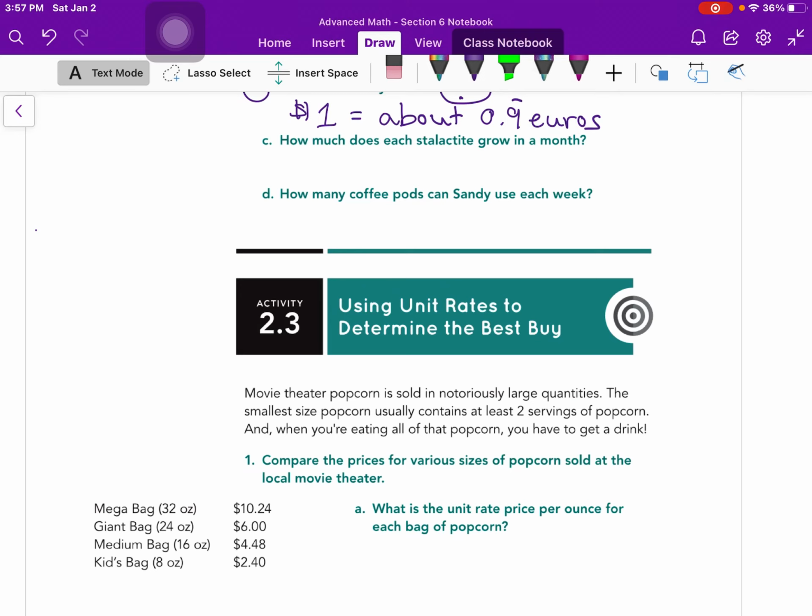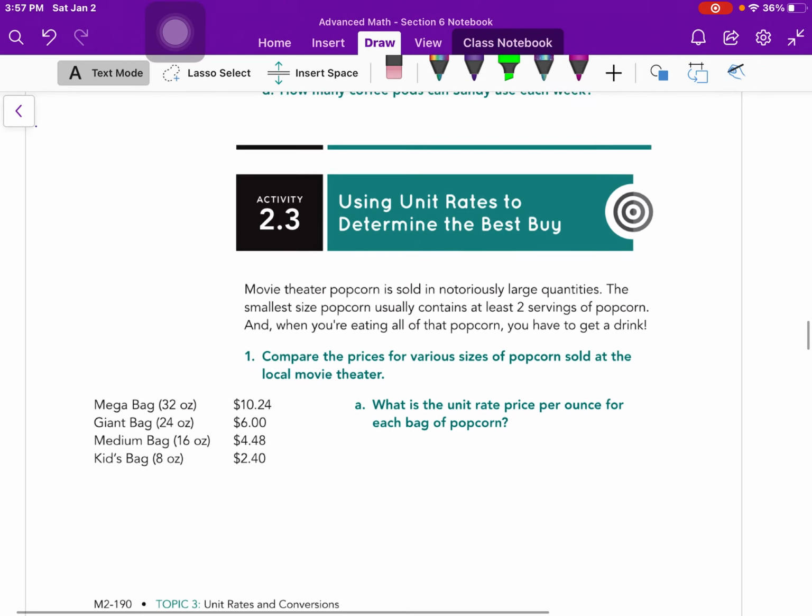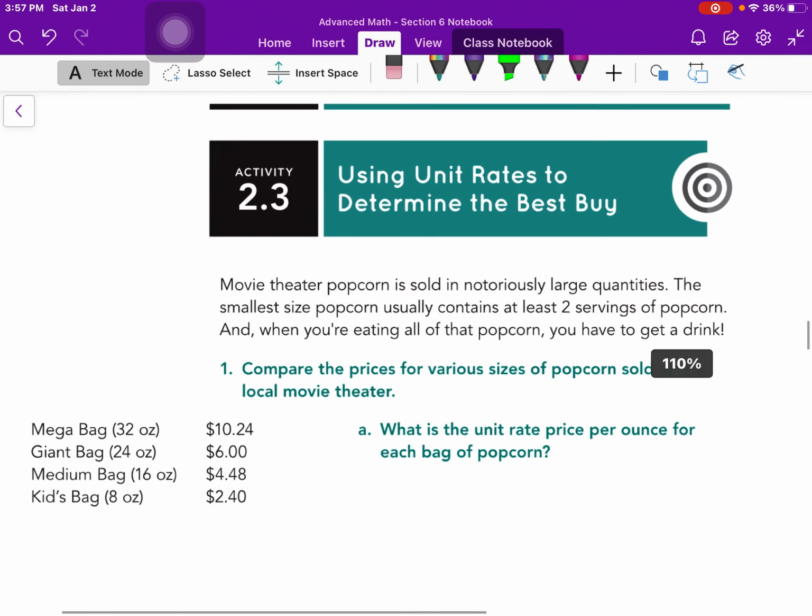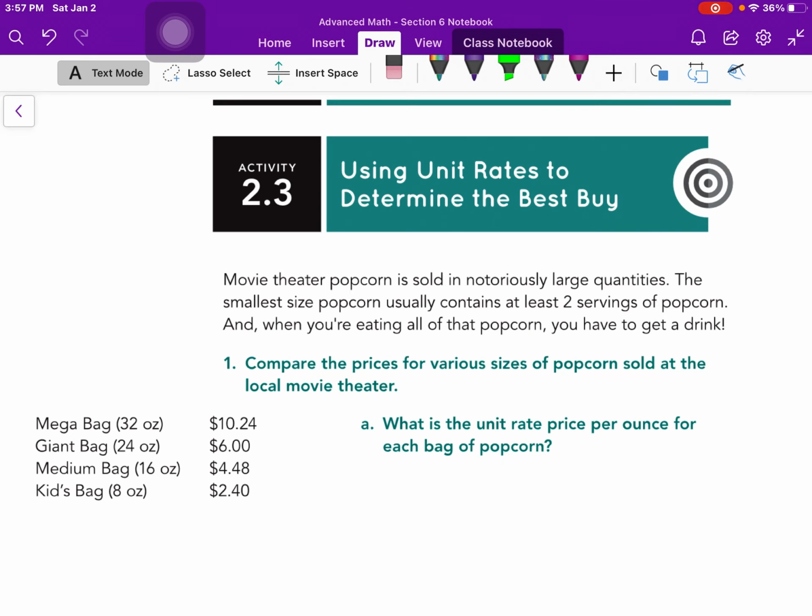Let's use unit rate to determine the best buy. All right, we're going to the movie, people. And I'm going to get popcorn if I'm going to the movie. Movie theater popcorn is sold in large quantities. I think you can even go to the theater, or when it was open, you could get the very largest one, and then they give you free refills. So if you had a lot of people with you, probably your best deal.